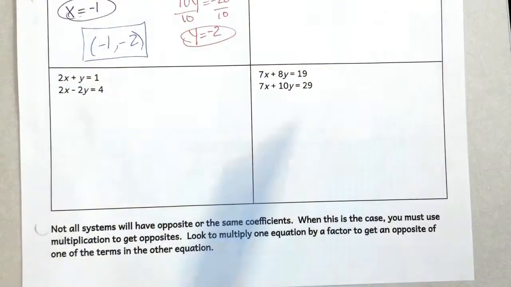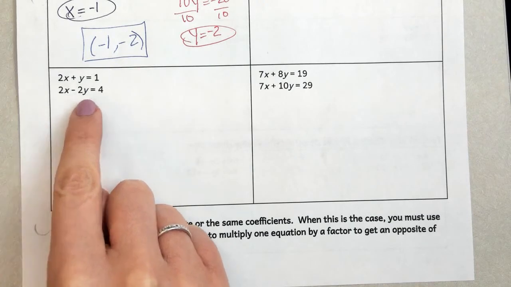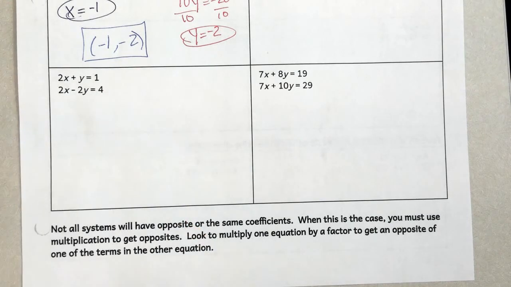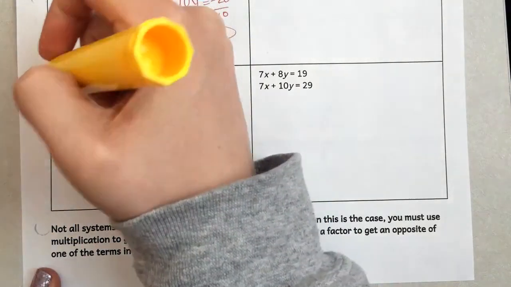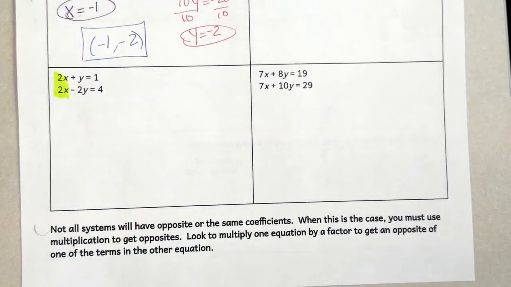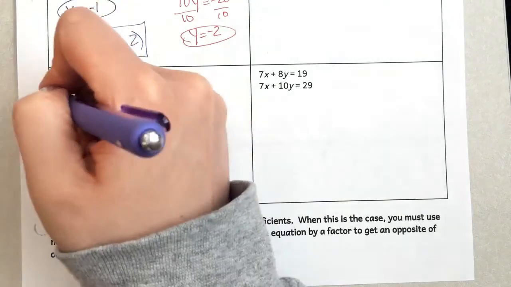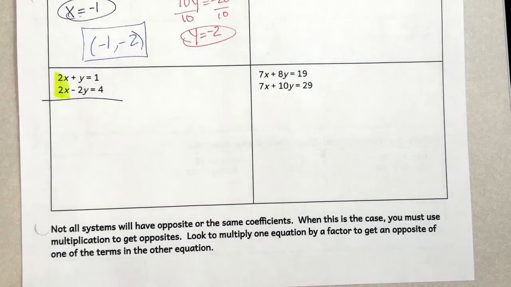This next one, again, line up the like terms, so my x's are on top of each other, my y's, my constants. Then determine which variable we're going to eliminate. I see that both of my x's have a 2 with it, so this time I'm going to eliminate my x's. Now, if I would try to add those together, 2x plus 2x would make 4x. That wouldn't eliminate it for me, so I need to do the opposite, okay?